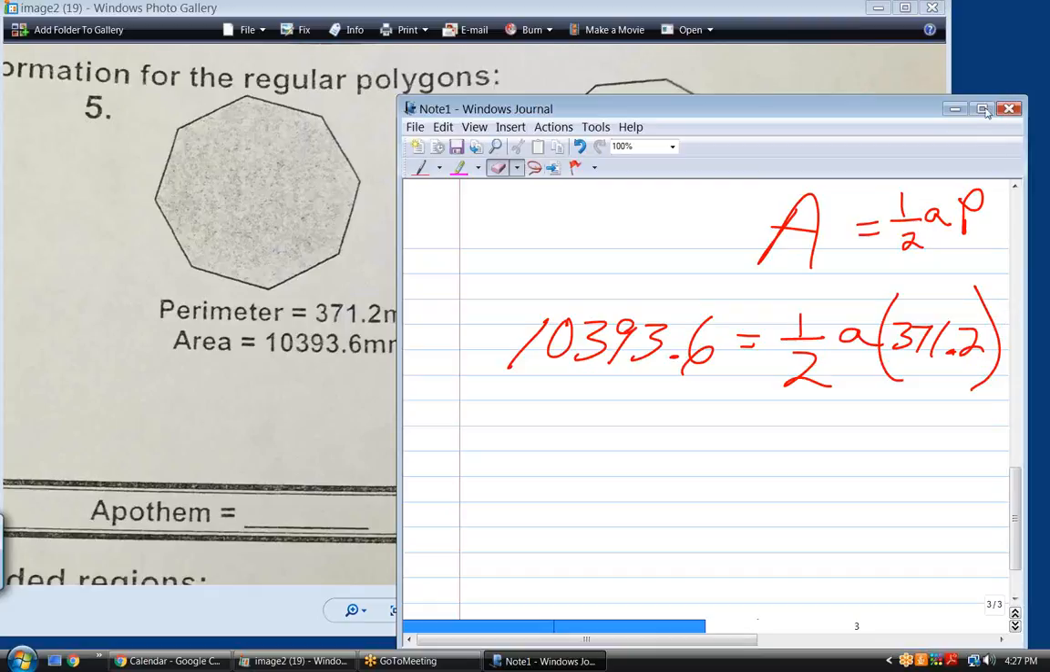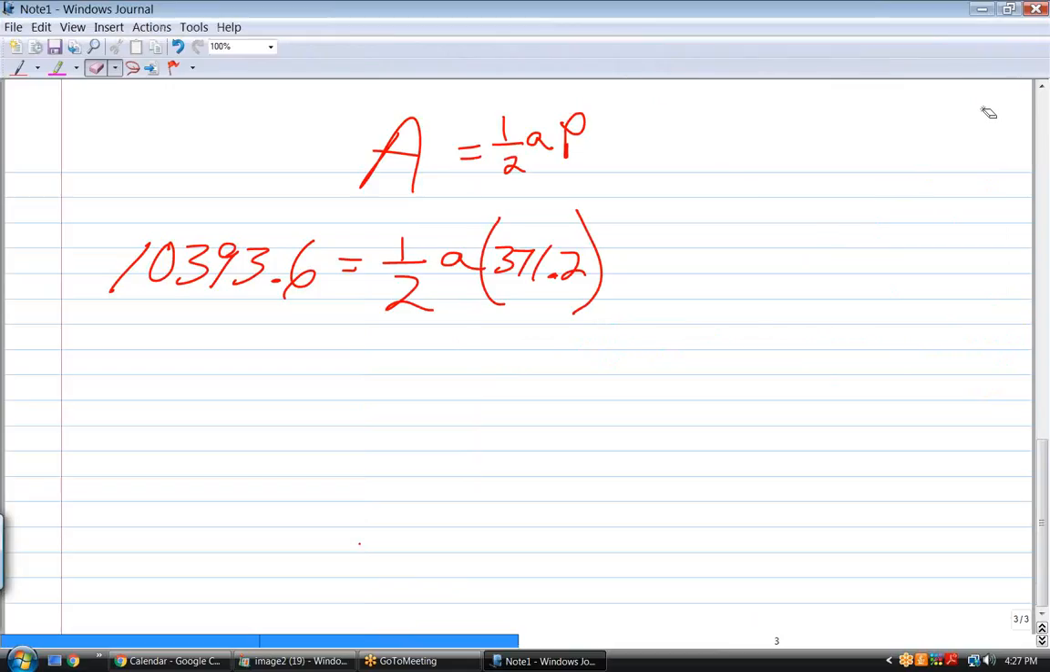Since that's so critical in all of these problems, so far we haven't solved any of them. We've just set them up. I've assumed that you could do the algebra. Let's just guarantee that you can. What's the next step here? You can divide 10393.6 by 371.2. Okay, so let's do that.